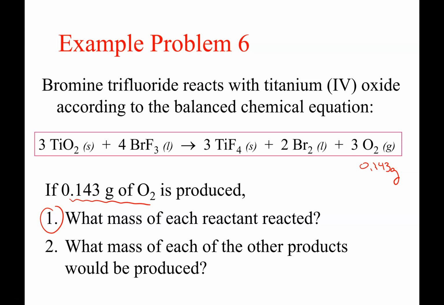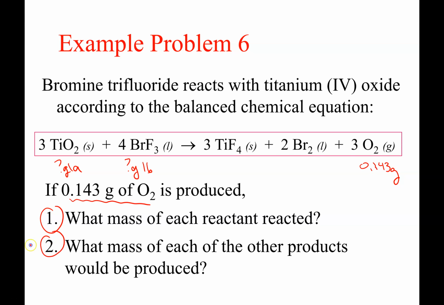Yep. And actually, I'm going to be more specific. My reactants, to me, don't have anything to do with the 3 or the 4. The 3 and the 4 are just specific to this particular reaction. So I'm going to say my reactants are TiO2 and BrF3. Okay? So I'm going to call this 1A, question mark grams, 1A, question mark grams, 1B.